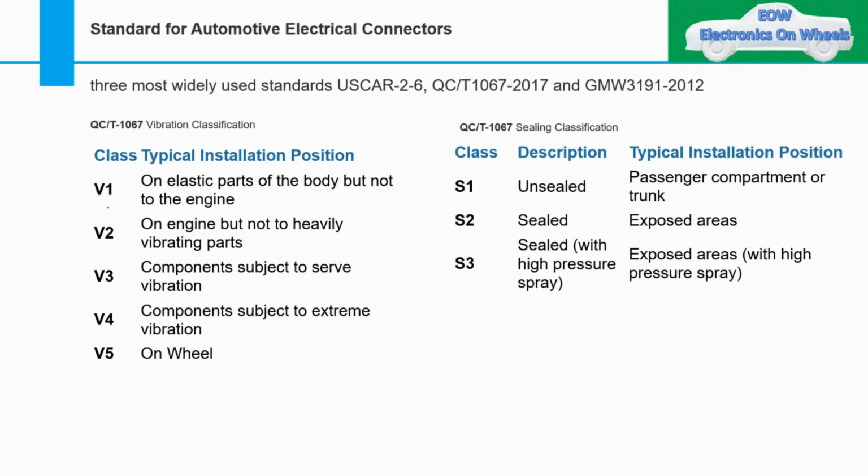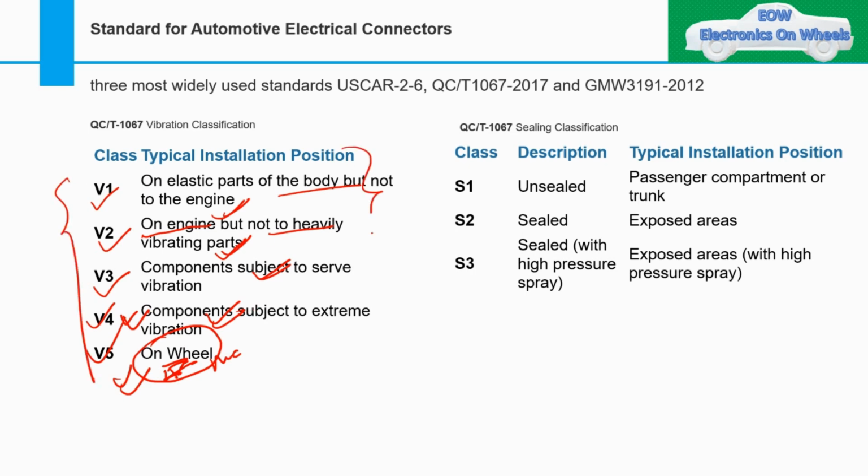So vibration has five classes, like I told you earlier: V1, V2, V3, V4, and V5. V1 class would be on the body but not on the engine. V2 class would be on the engine, but not on heavily vibrating parts. V3 class would be components subject to severe vibration, and V4 extreme vibration. And if you are putting it on the wheel, there is maximum vibration, which comes under V5. I hope you understand the classes and the location of those classes.